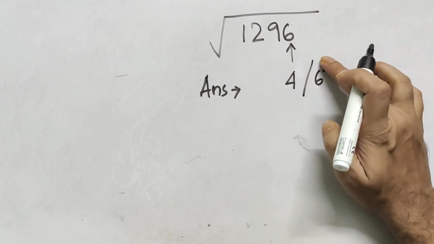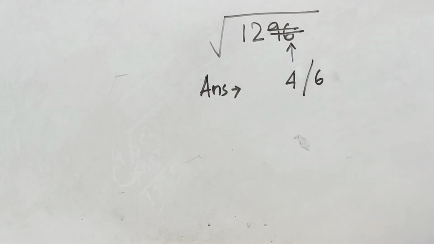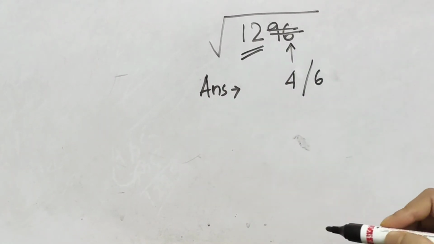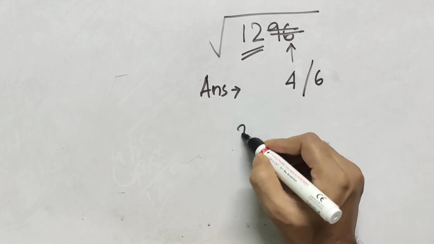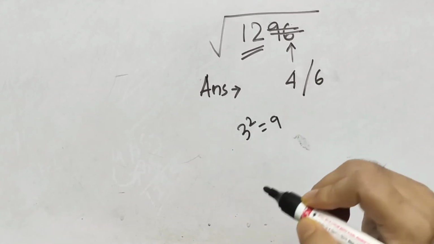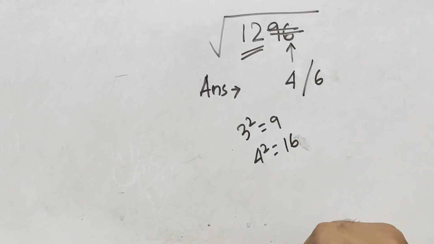Okay, let's do this. We have to cut this. Now 12, any square number which is less than 12. Like if I do 3 square, we get 9. If I do 4 square, it becomes 16, right?